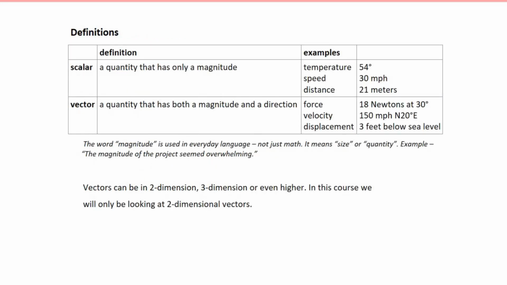The first definition we're going to look at is scalar. A scalar is a quantity that only has a magnitude. For example, temperature, speed, and distance. A vector is a quantity that has both a magnitude and a direction. Example, force, a velocity, or a displacement. And you can see the examples that I have given.